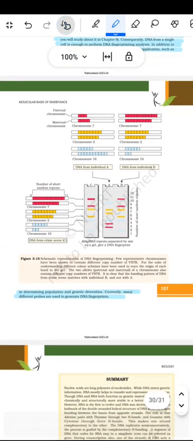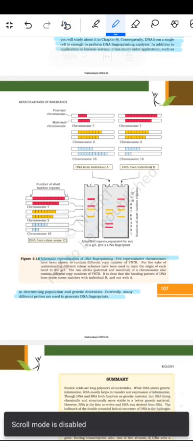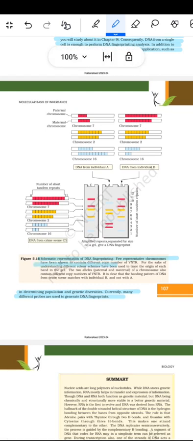So this is the schematic representation of DNA fingerprinting. Few representative chromosomes have been found to contain different copies of the VNTR. For the sake of understanding, different color schemes have been used to trace the origin of each band in the gel. The two alleles, paternal and maternal, of a chromosome also contain different copies of the VNTR.